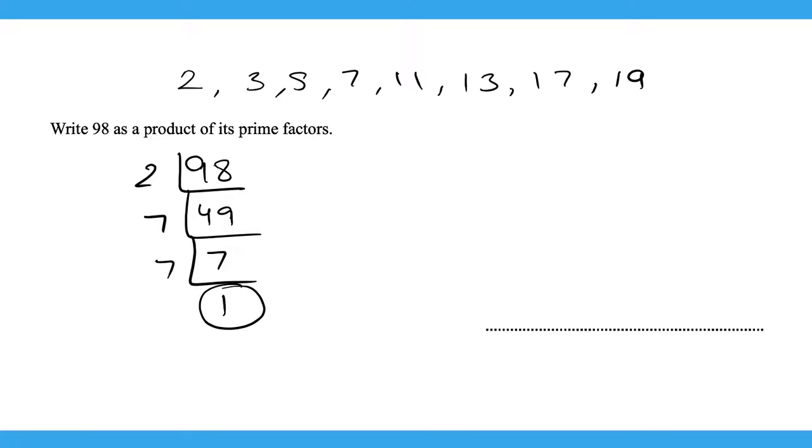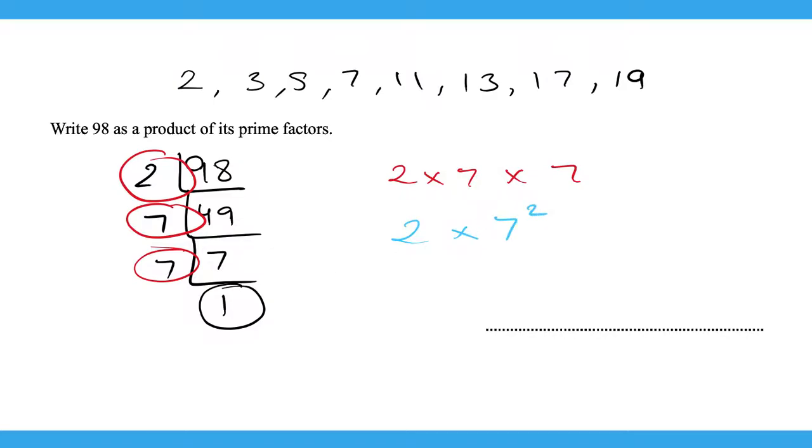Now we've done the hard part. Which numbers do we need to multiply? We need to do 2 multiplied by 7 multiplied by 7. So 2 multiplied by 7 multiplied by 7. Let's simplify that. So we have 2 multiplied by 7 2 times, so it's 7 squared. So 2 multiplied by 7 squared, and that's our answer in index form.